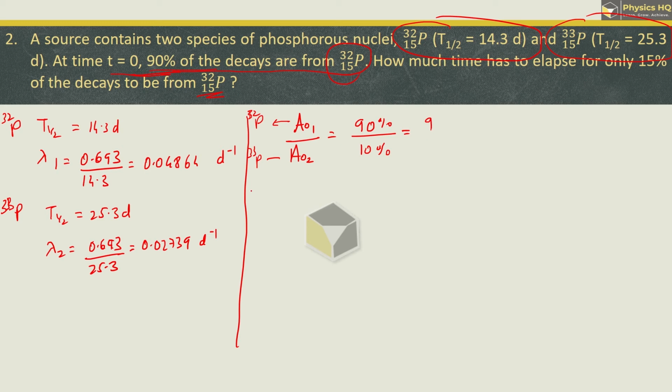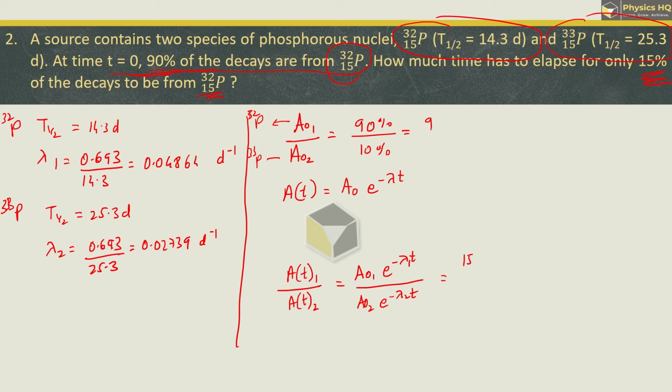This comes out to be 9. And then they want the time जब इनका पहले वाले का एक्टिविटी खाली 15% रह जाए. So we need to use this formula. Activity at time t is activity at t equal to 0 e raised to minus lambda t. So अब इसका रेशियो ले लेते. Activity at time t for first phosphorus with mass 32 और second वाले के लिए we will denote it this way. When we take the ratio, what we have is this is equal to A01 e raised to minus lambda 1t and A02 e raised to minus lambda 2t, and this is given as कि पहले वाले का हो गया एक्टिविटी 15% and दूसरे वाले का है 85%. So this comes out to be around 3/17.